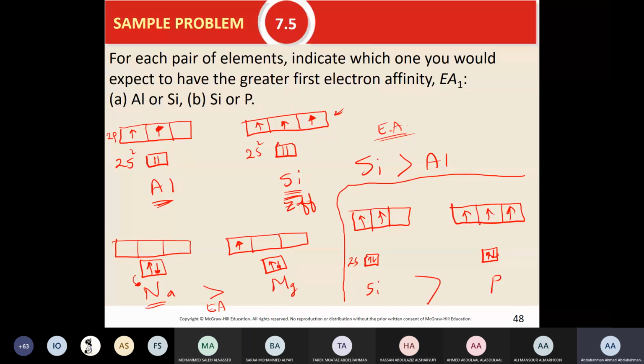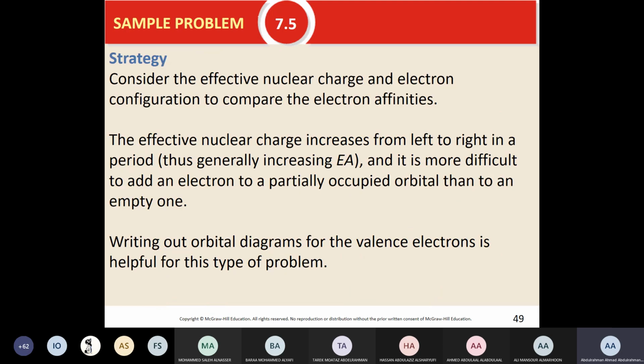Why is that? It's easier to add because you have one room left, one place left for the electron. How about if I added it here, what will happen? There will be repulsion. Yes. So silicon is higher than aluminum, and silicon is also higher than phosphorus in electron affinity. Clear? Good. Hope so.